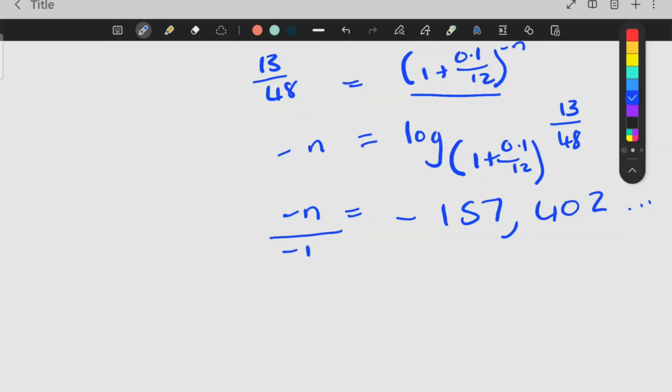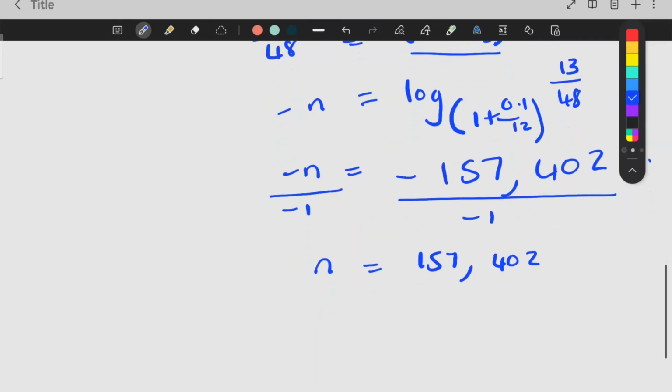So I'm going to divide by negative 1 on both sides. So positive n is then a positive 157,402. So how many payments are we making? We are making 158 payments. So that is how many payments we are making.